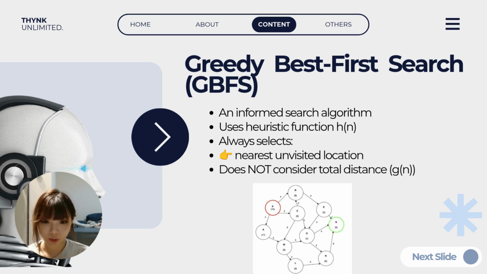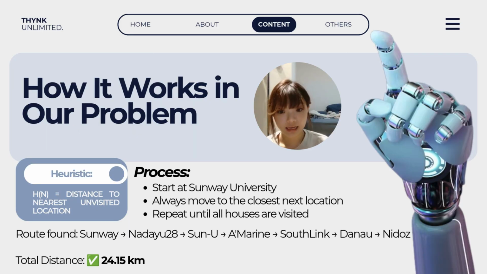However, one important limitation is that GBFS only considers the heuristic value, which is h(n), and not the actual distance already traveled, which is g(n). Because of this, it can make fast decisions, but those decisions are not always optimal. In our road planning problem, we define the heuristic function as the distance from the current location to the nearest unvisited location. The process starts from Sommerville University.